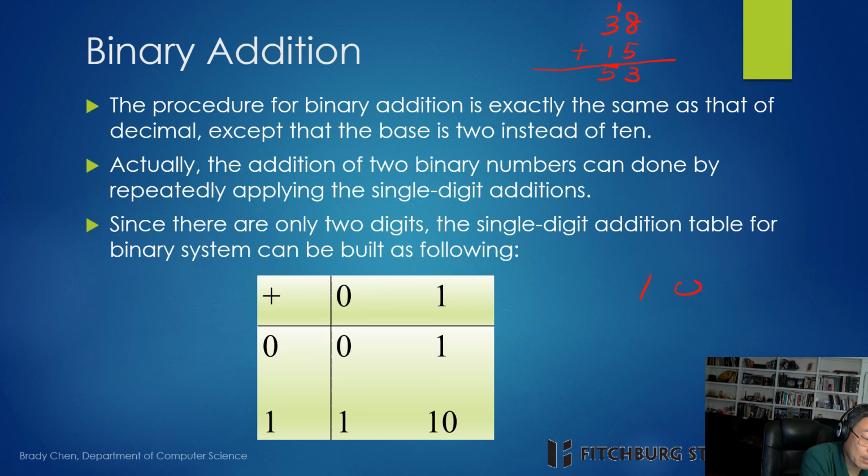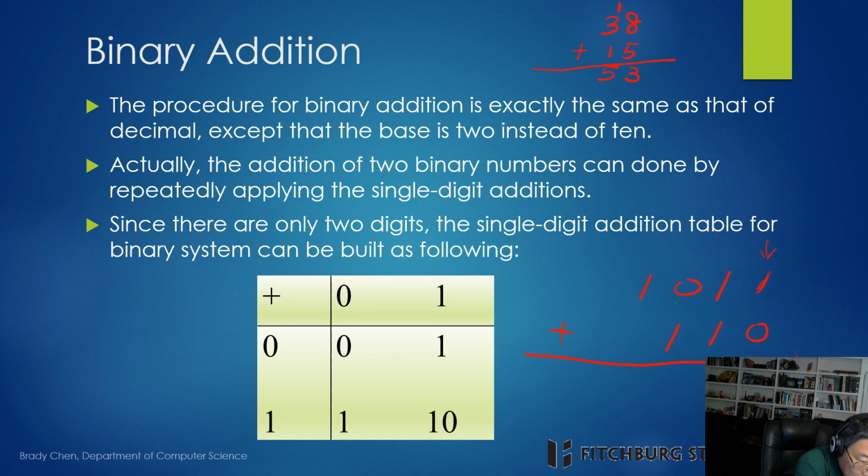So we have 1, 0, 1, 1, and we're going to add another number. The other number is 0, 1, 1. We want to add these two numbers. So we're going to start from the ones position, right? We add 1 and 0, so that's 1. There's no carryover number.